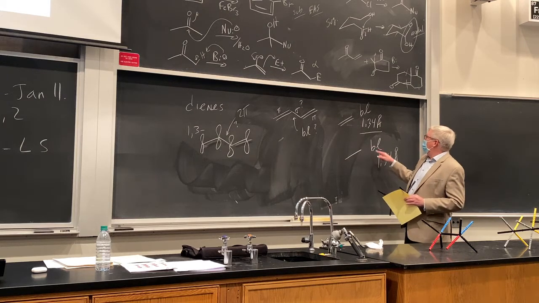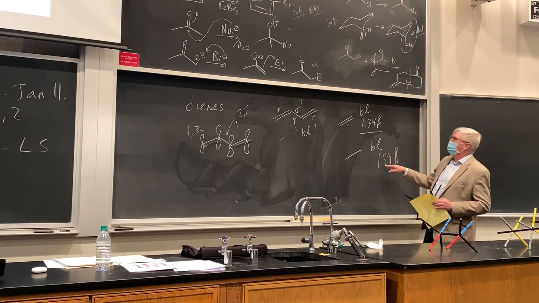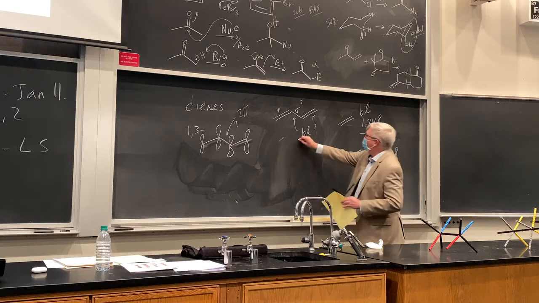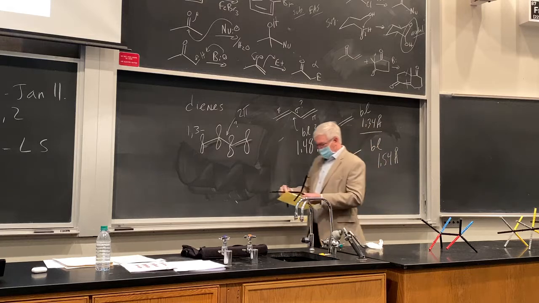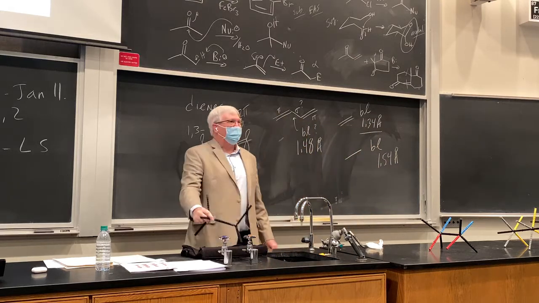Yeah, it might be in between the two. The average would be 1.44, right? It's not quite that. It's 1.48. Okay, which you see that double bond character.